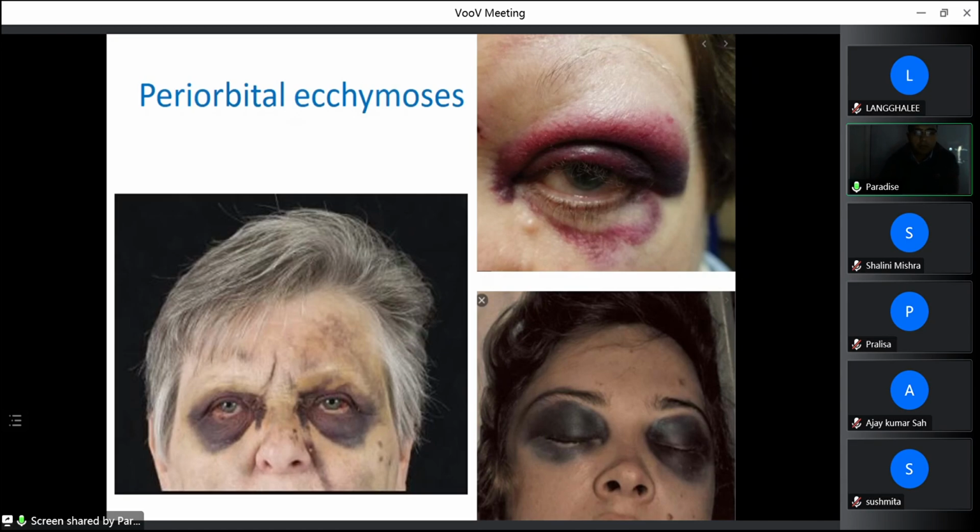As compared to a young patient, the chances of periorbital ecchymosis are higher in a geriatric patient, because the connective tissue fibers are more loosely arranged, so they can hold more blood. That's why periorbital ecchymosis commonly occurs in geriatric patients.